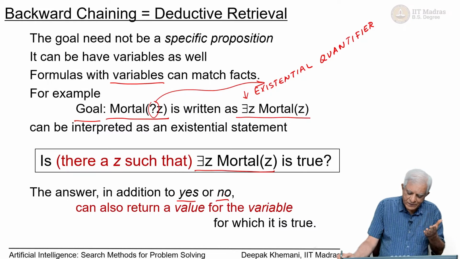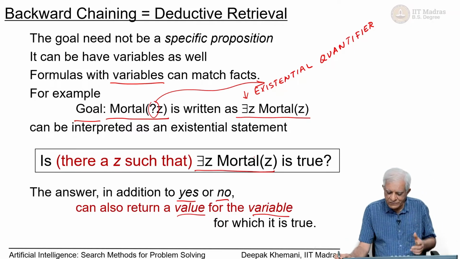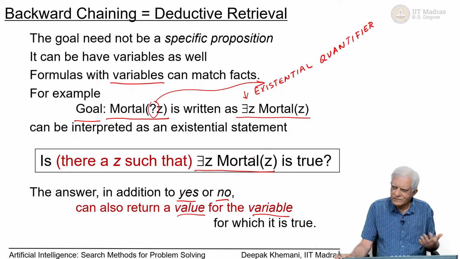But it can also, in deductive retrieval, return a value for the variable that we are talking about. So, as we will see, it can give you a value for Z. So, if you ask me, is there an even number? I can say yes, and then say 2 is an even number, or 4 is an even number, or 6 is an even number. Backward chaining allows you to do this.